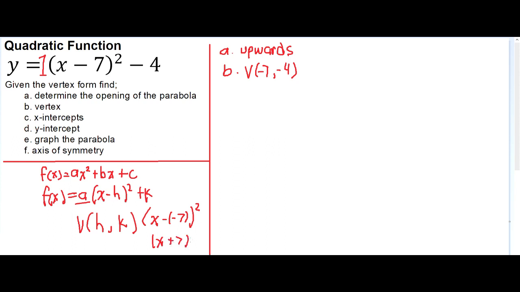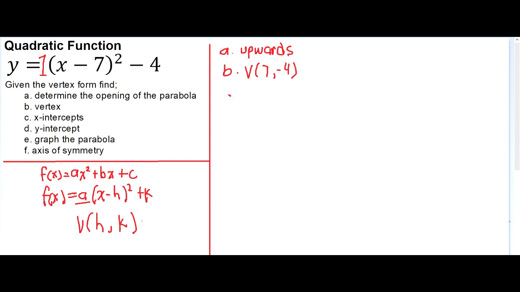Nakuha? So, parang baligtad lang siya actually. Kapag negative tong nasa loob, positive to. But kung positive yan, dapat negative yung h. Ganun lang siya. So, that's your h tsaka k. Yung value ng k, kung ano ang sign niya, kopyahin nyo lang. Dito, negative 4, so that's negative 4.